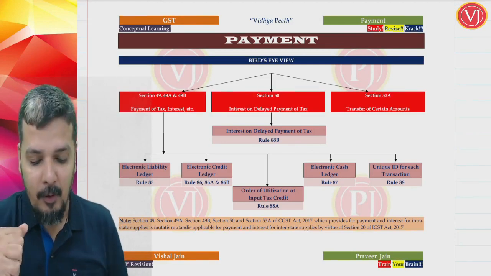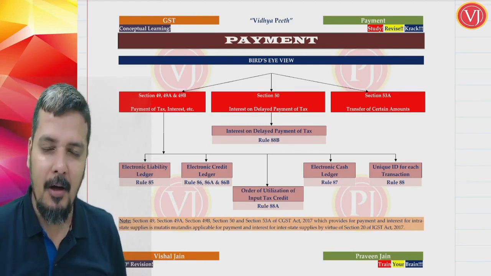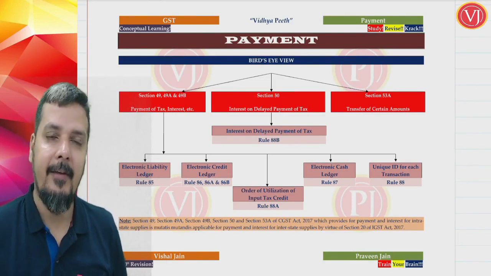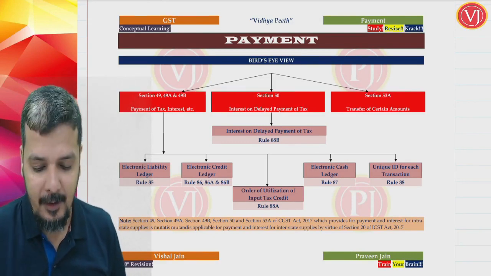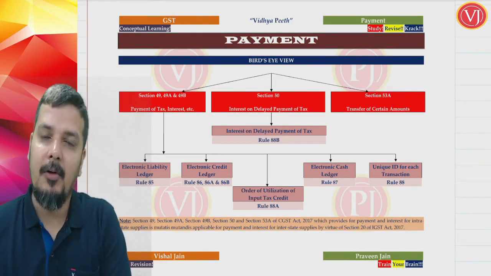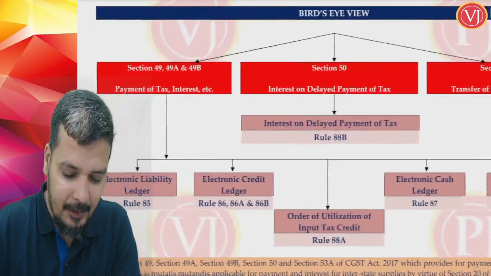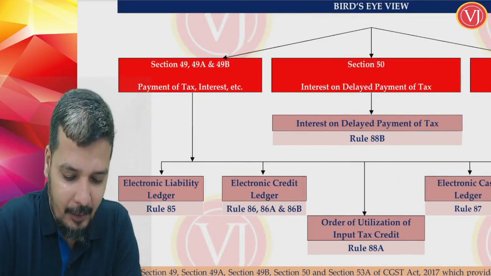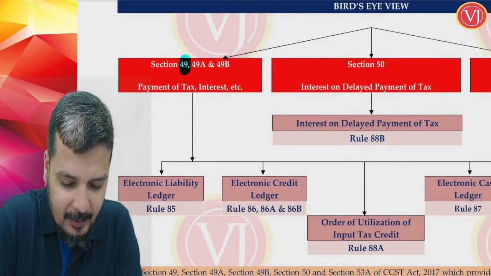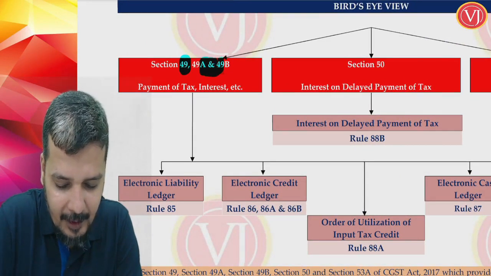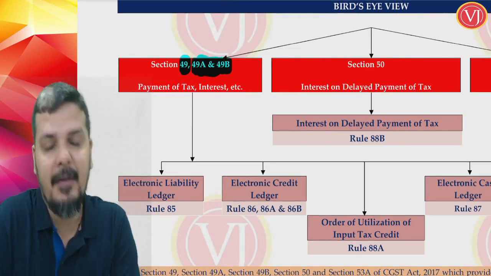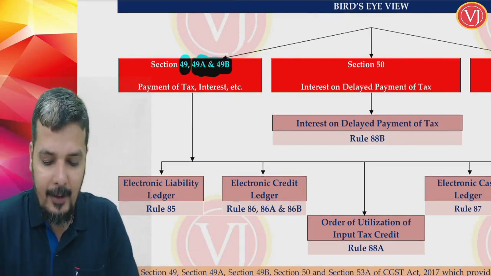So now let us move on to a very important topic, small but important topic, mainly when you're talking about your interest element, payment chapter. When you talk about your payment chapter, the provision for payment chapter starts at section 49. Now it has been extended to section 49A and 49B. Basically it talks about payment by way of your electronic credit ledger.